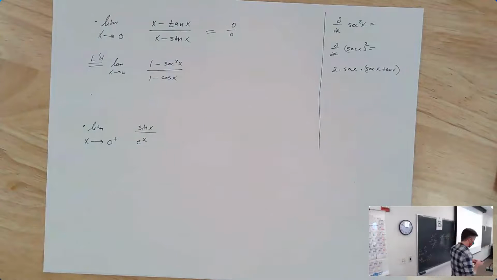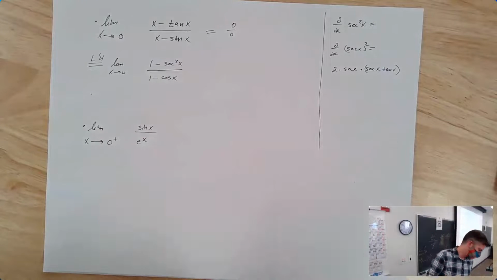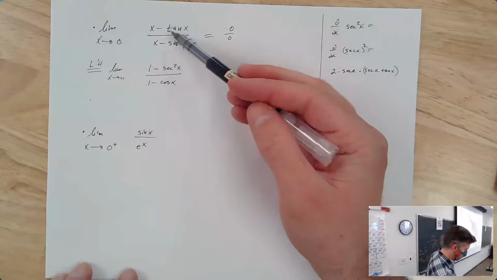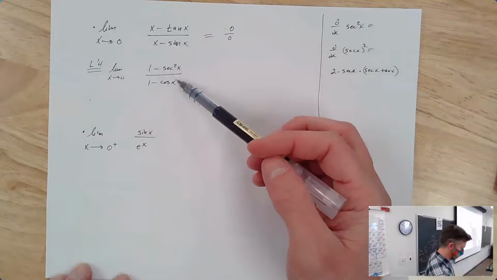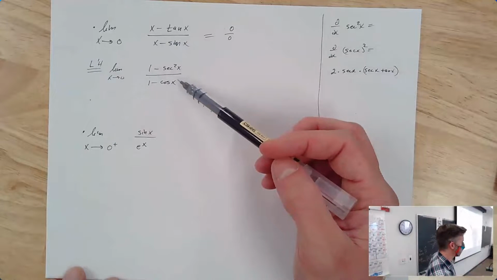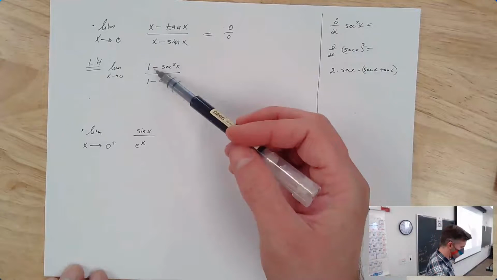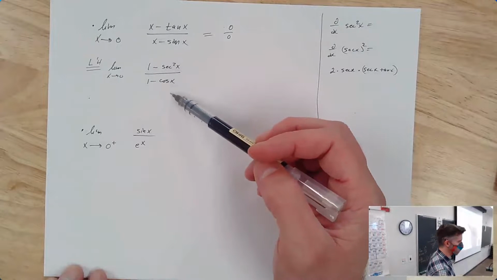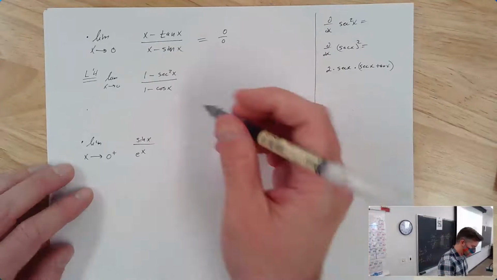In case the derivative of secant squared is tripping you up a little. So it is 0 over 0, right? Check, plug in. And if we do L'Hopital's rule one time, is it still 0 over 0? Yeah, it is, right? Because you've got secant of 0, which is 1, and cosine of 0, which is 1. So that's also 0 over 0. So we do it again.